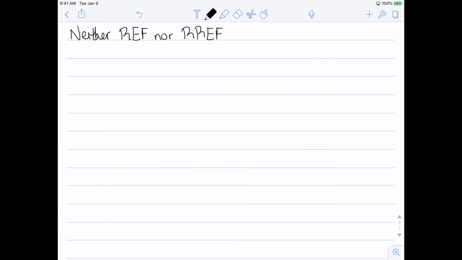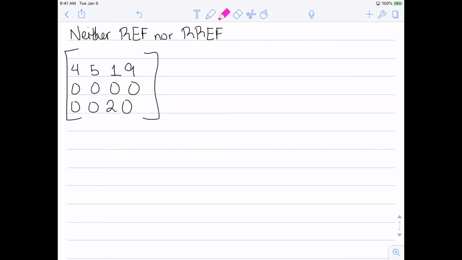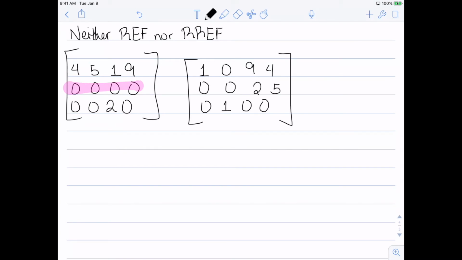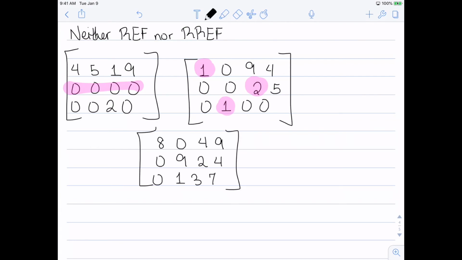Next, we'll look at examples of things that are in neither one of these forms. Here's my first example, and we can see the row of zeros is not at the bottom, so this would be in neither. Here's another example of something that's in neither. We don't have a row of zeros, but if I look at those first non-zero entries, they don't move down and to the right. So this would be in neither of these forms. And finally, in this example, we see this 9 as a pivot, but the entry below it is not a 0. So this would be in neither row echelon nor reduced row echelon form.